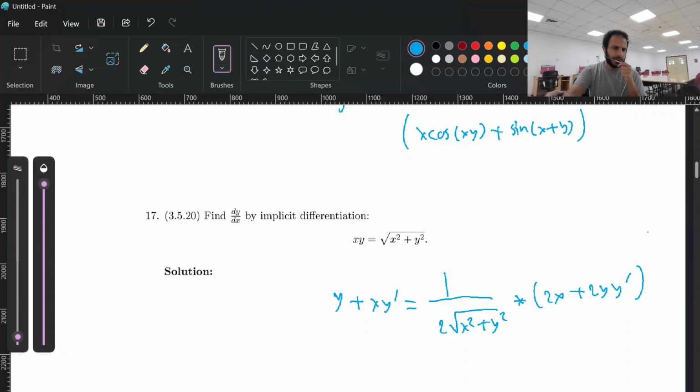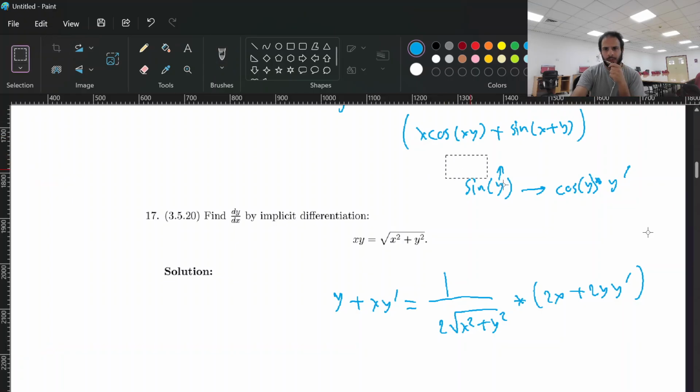The idea of implicit is also a chain rule. For example, sine y, when I differentiate sine y, the inner function is y. So the derivative is cosine y times the derivative of the inner. What's inner? y prime. So the idea of implicit is the same as the chain rule. Now let's continue this problem.